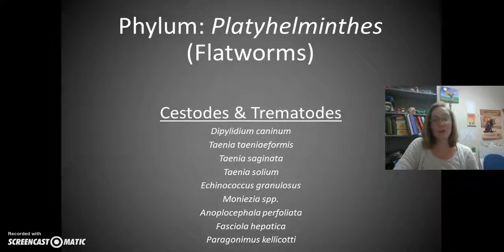Hi everyone! Today we're going to be discussing 9 different parasites under the phylum Platyhelminthes, and these are commonly known as flatworms. The types of parasites that reside under the phylum Platyhelminthes are cestodes and trematodes. We're going to be discussing 7 cestodes, also known as tapeworms, and they include Dipylidium caninum, Taenia taeniaeformis, Taenia saginata, Taenia solium, Echinococcus granulosus, Moniezia, Anoplocephala perfoliata, and the 2 trematodes that we're going to be discussing are Fasciola hepatica and Paragonimus kellicotti.